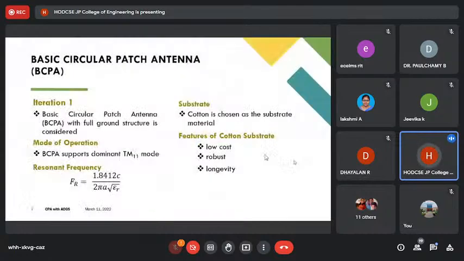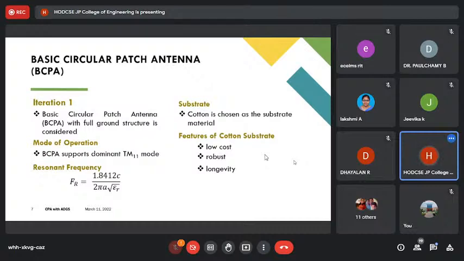The first iteration is a basic or conventional circular patch antenna with a full ground structure. The basic circular patch antenna supports the dominant TM11 mode. The resonant frequency of the conventional antenna is calculated by the formula fr equals 1.8412 c divided by 2 pi a root of epsilon r, where c is the speed of light, a is the radius of the circular patch antenna, and epsilon r is the relative permittivity of the dielectric material.